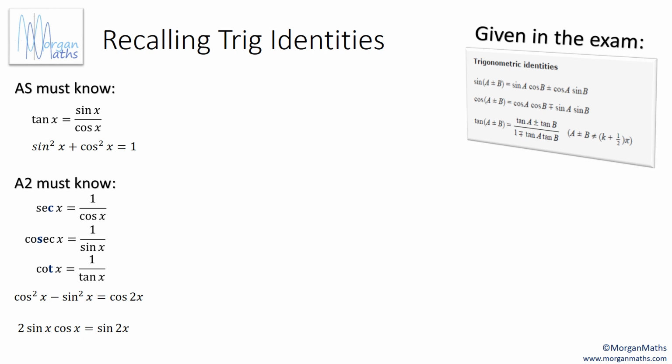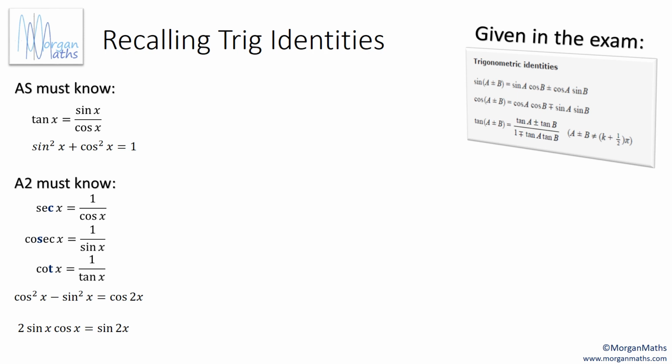So a short video here to help you recall the trig identities that you're going to need for A-level maths at year 13 at A2 level. There are lots of formulas that you are going to need to use in the exam, or you could be asked to use in the exam. Some are given in your formula book, so make sure that you're familiar with them.